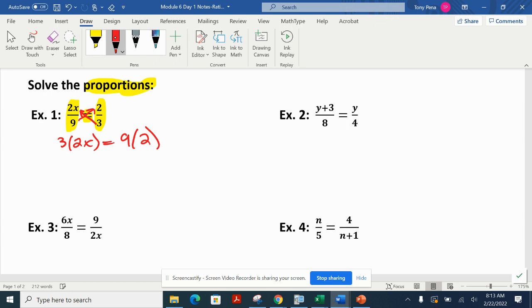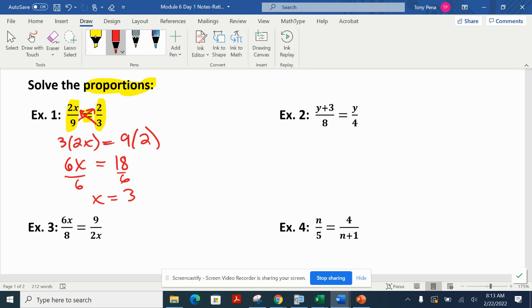Now, eventually we'll skip that step where we actually write it, but I want you to see what we're doing. The 3 and the 2x get multiplied. The 9 and the 2 get multiplied. When we do that, this just gives us a simple little 6x. And then on the other side, you're going to get an 18. From there, it's just solving a really simple little equation. All of us would know to divide by 6. And then that x value is going to be a 3.